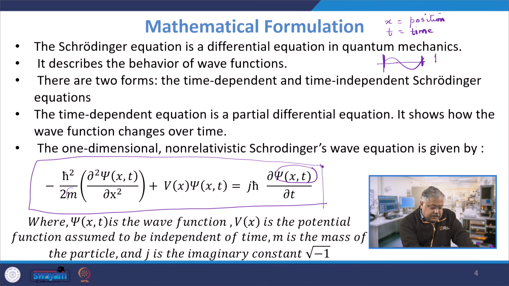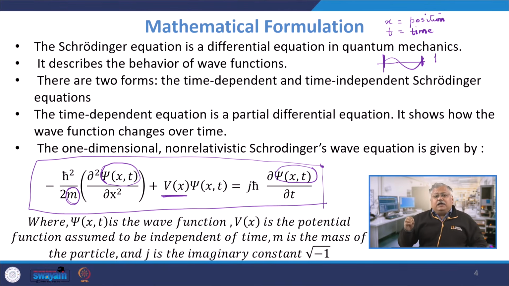Now let's take up each term of the Schrodinger wave equation and explain what these terms are. m is the mass of the particle, right? So the mass of the subatomic particle is m. Psi of x,t is basically the wave function, and this is the most important parameter which helps you to predict the presence or absence of a particle. This V is the potential function.